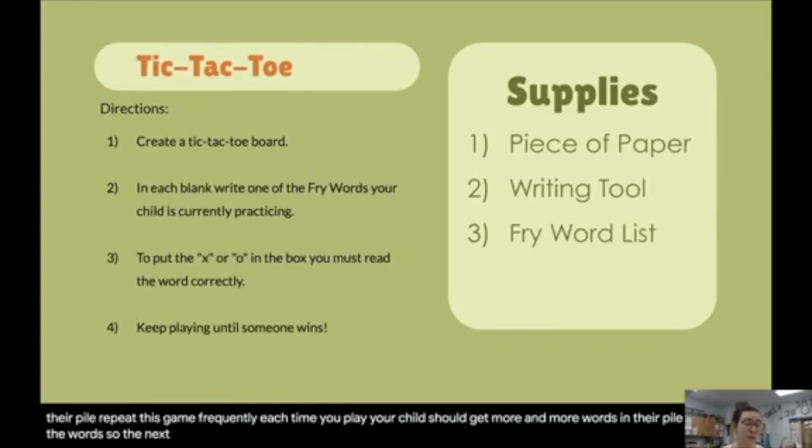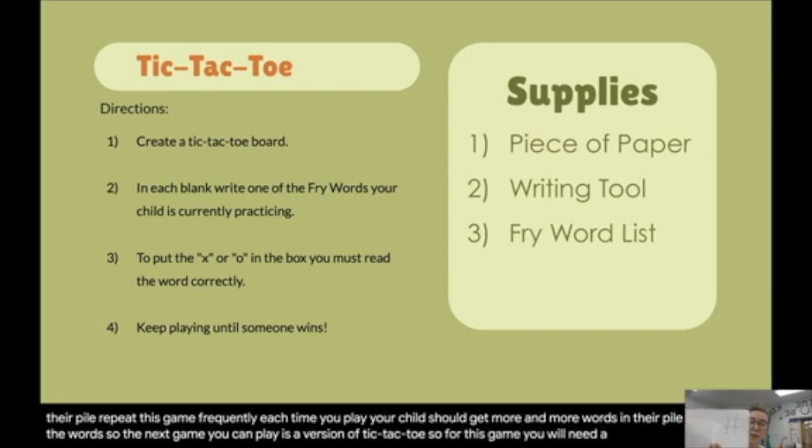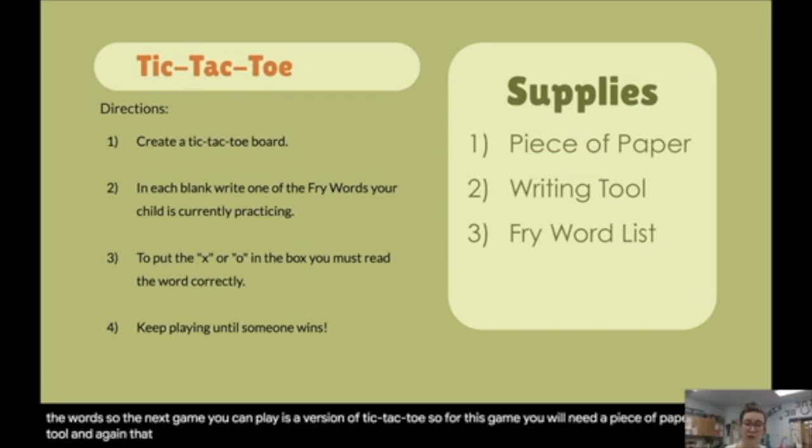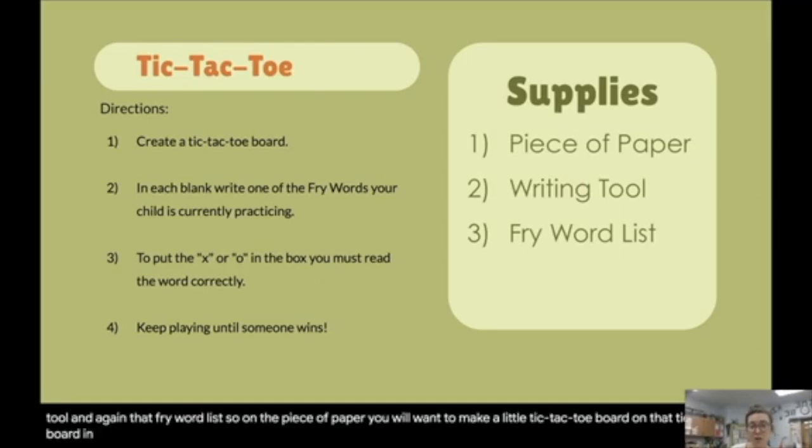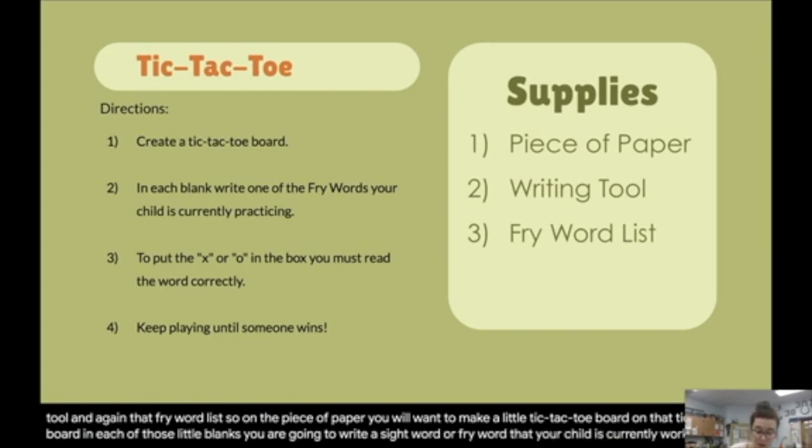So the next game you can play is a version of tic-tac-toe. So for this game, you will need a piece of paper, a writing tool, and again, that fry word list. So on the piece of paper, you will want to make a little tic-tac-toe board. On that tic-tac-toe board, in each of those little blanks, you are going to write a sight word or fry word that your child is currently working on.